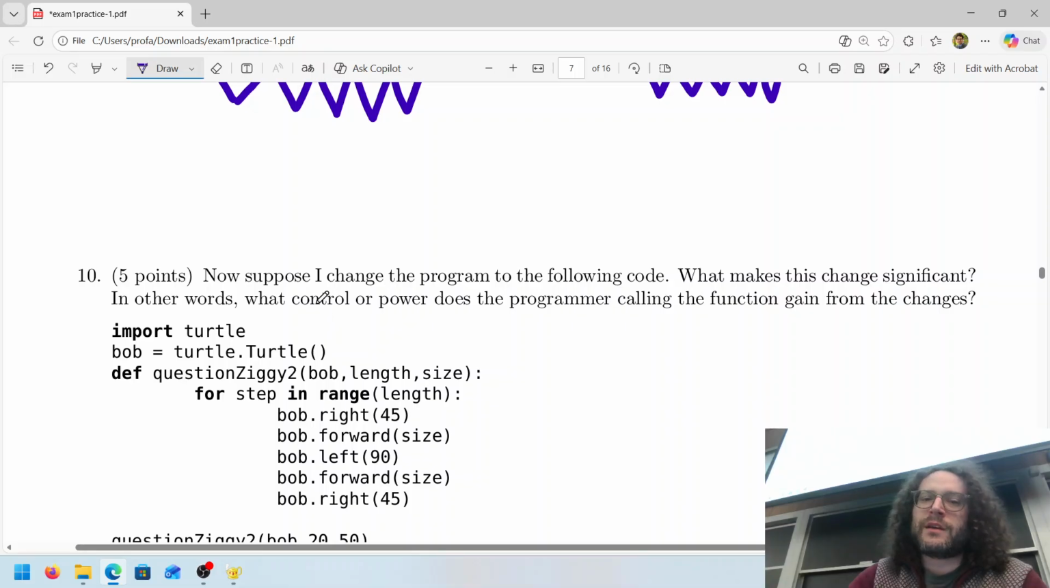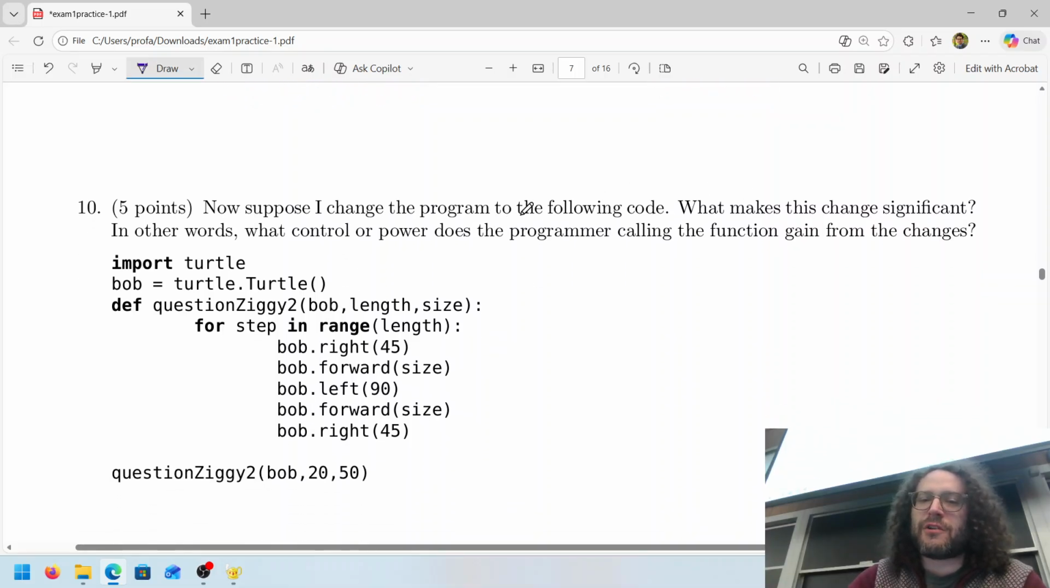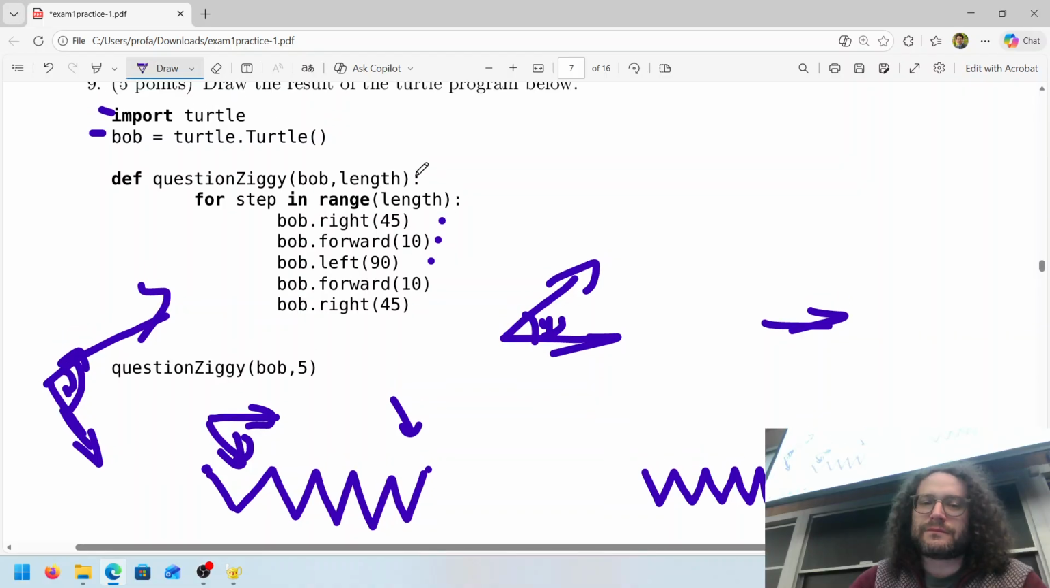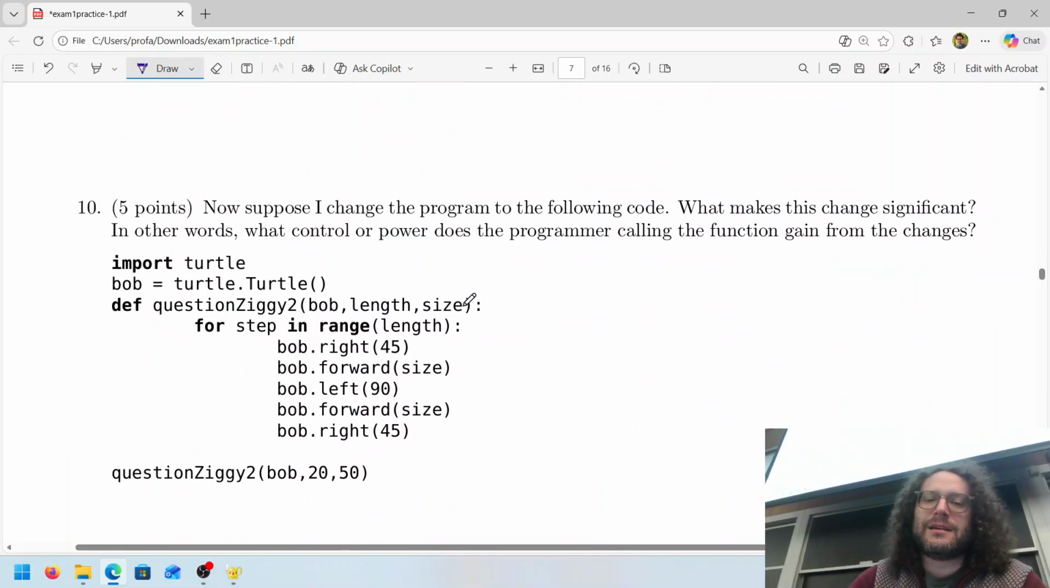Okay. Now suppose I change the program to the following code. What makes this change significant? In other words, what control or power does the programmer calling the function gain from these changes? Now to be clear, we notice that question Ziggy has Bob and length, and now we have Bob, length, and size, and we have the things in forward replaced by size.